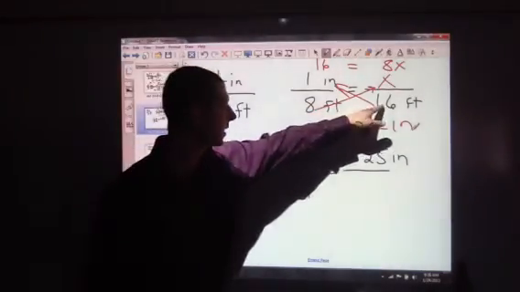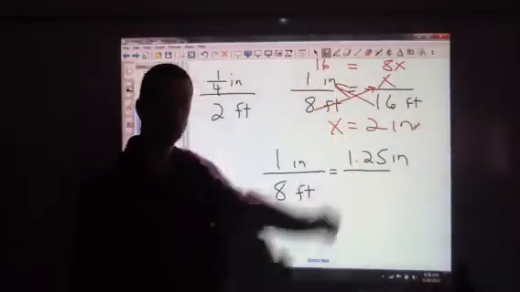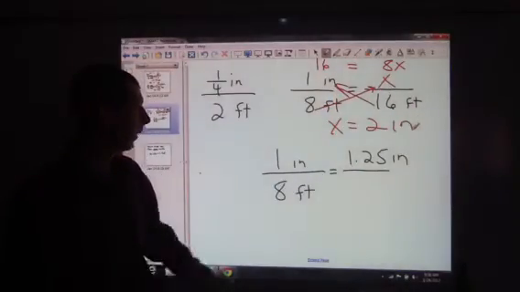A fast way to do this one: since 8 evenly goes into 16, you could go 2 times 8 is 16, 2 times 1 is 2. You wouldn't have to do all that work, but anyway, here's another one.